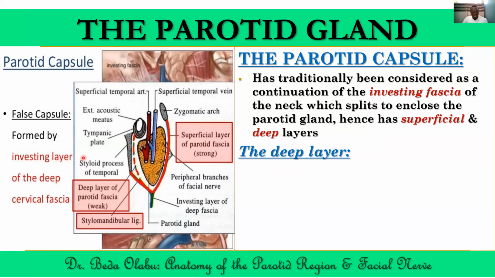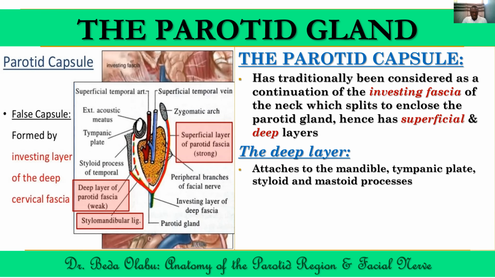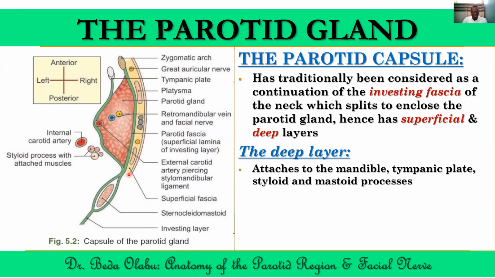Now we have the deep layer, definitely. The deep layer of the parotid fascia attaches to the mandible. It also attaches to the styloid process. It attaches to the mastoid process as well as the tympanic plate, which you can see here. So here we have the tympanic plate and the styloid, but it attaches to multiple bones. Remember, it's deep. This image shows you that anatomy very well. So this is the deep layer of the parotid fascia.